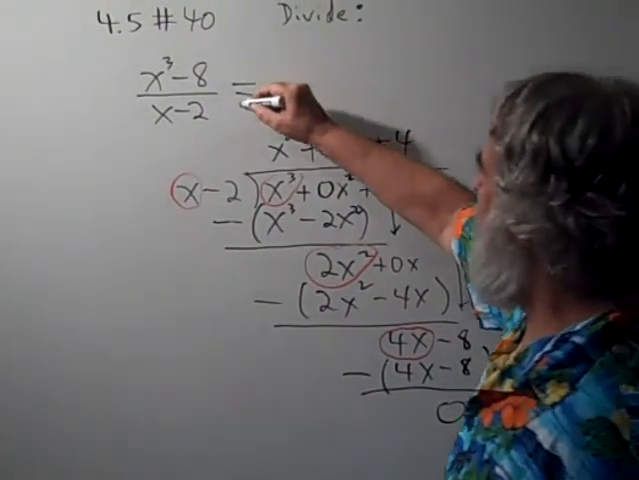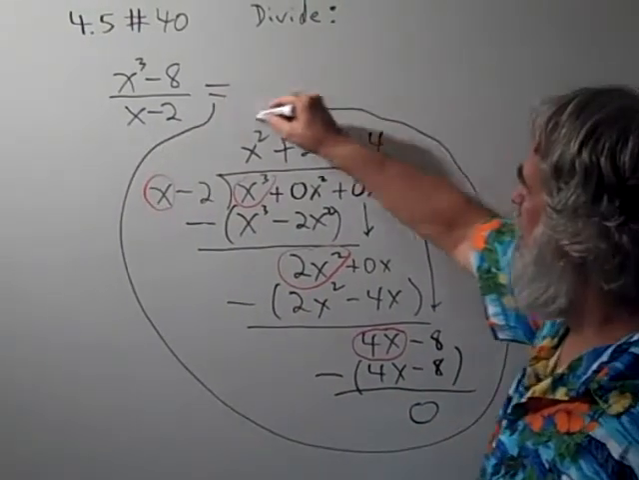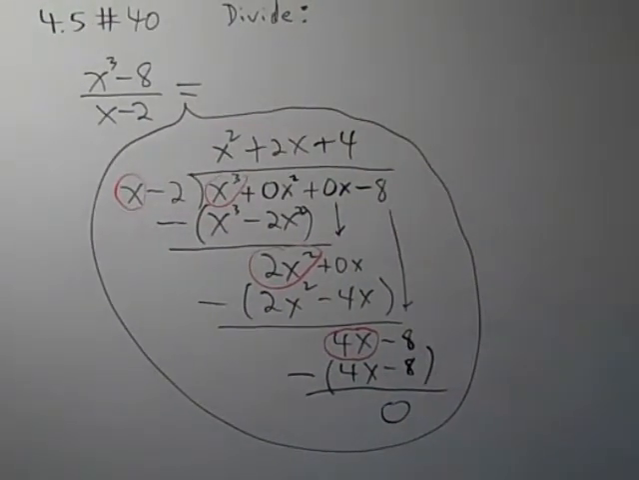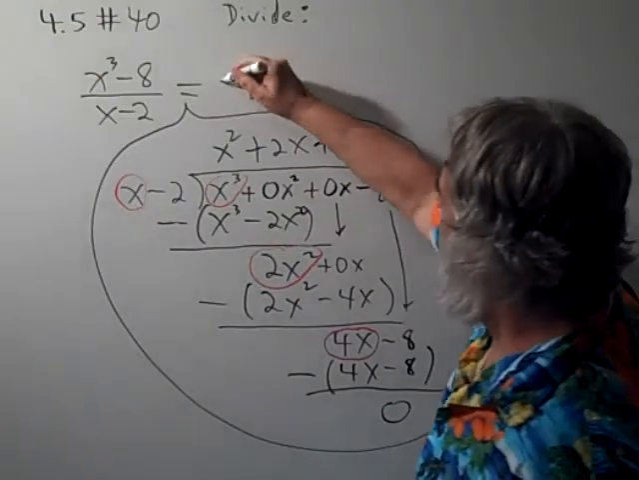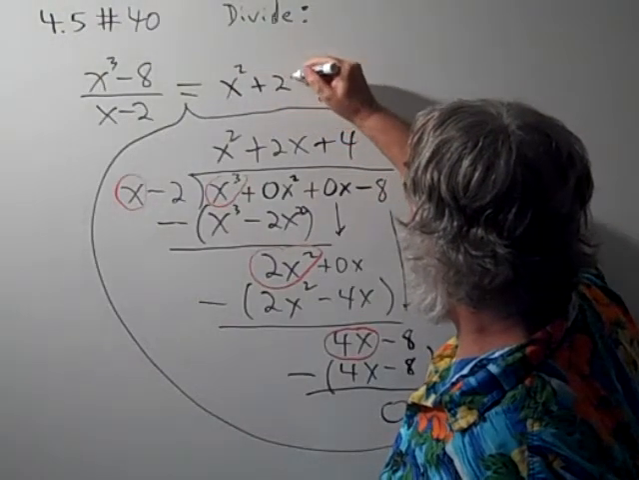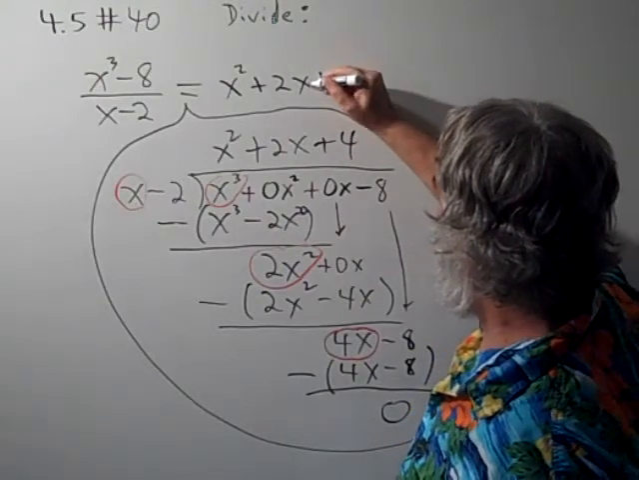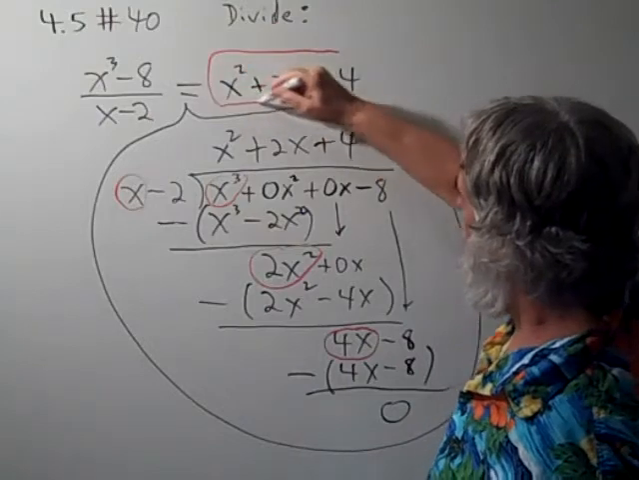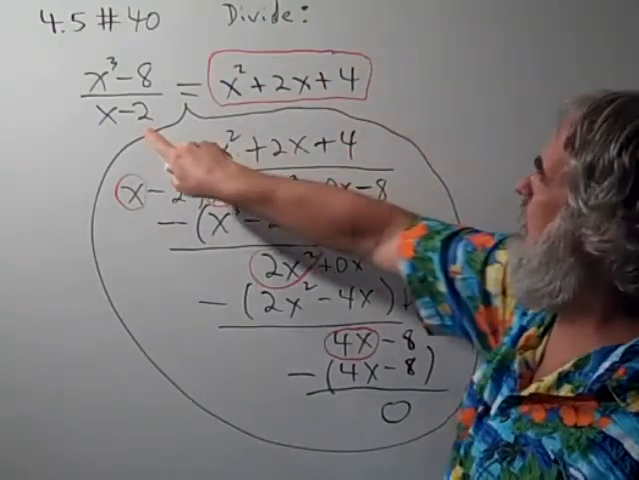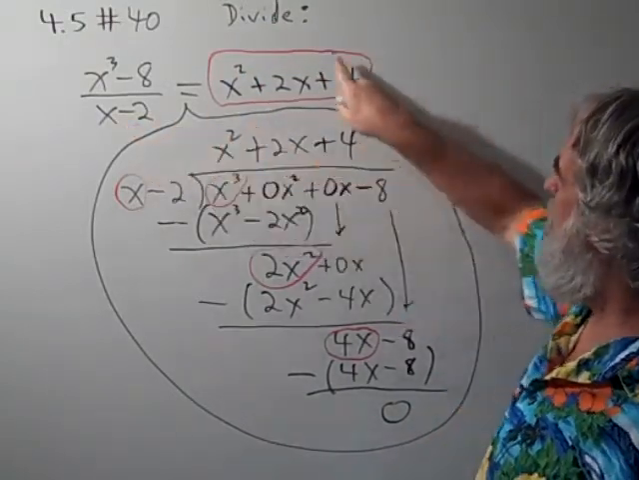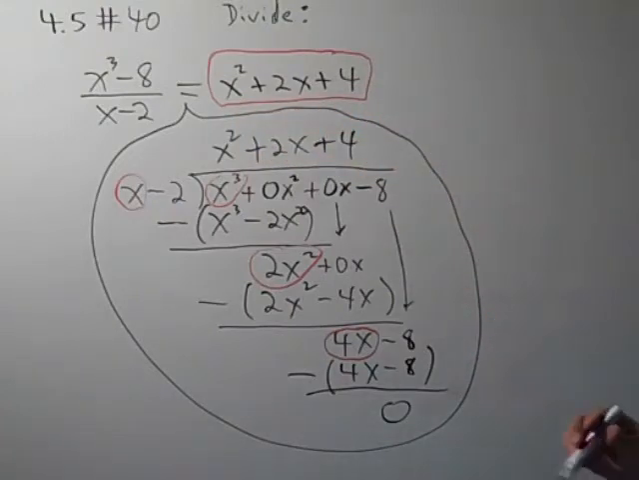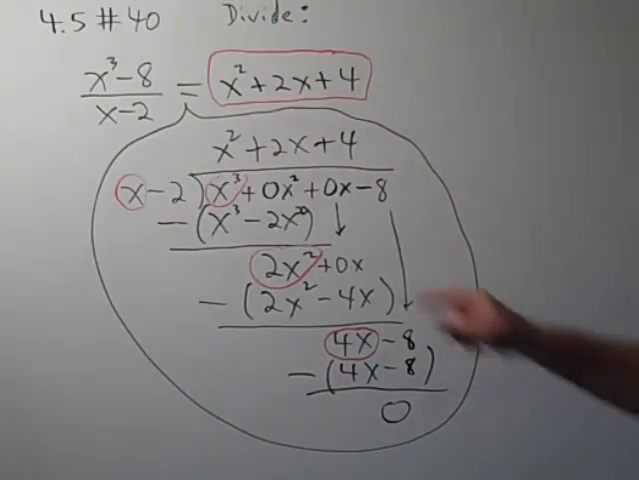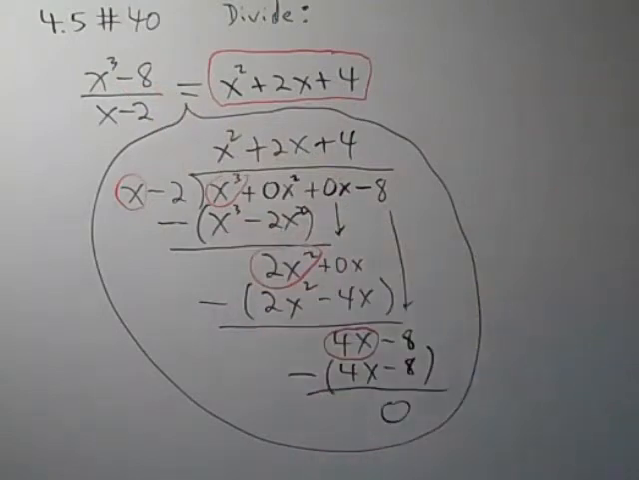So what this all means is that when we divide x cubed minus 8 by the binomial x minus 2, the result is x squared plus 2x plus 4 with no remainder. So that is it. This means, by the way, that x minus 2 multiplied times this trinomial x squared plus 2x plus 4 must equal x cubed minus 8. Apparently, a lot of middle terms cancel out there.